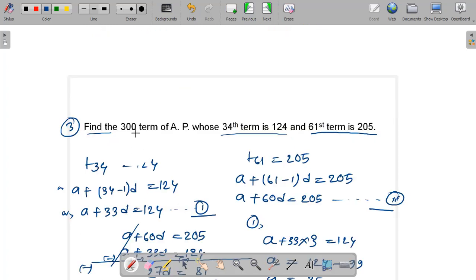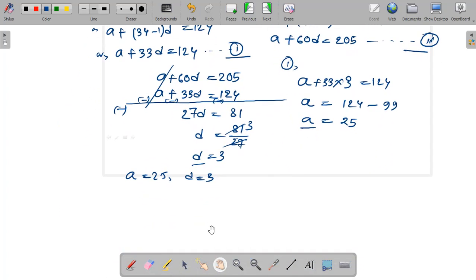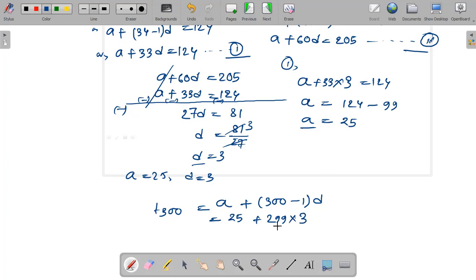Now we come to our question. That means we have to find the 300th term of the AP. So 300th term means T300. Alright. So T300 equals a plus 300 minus 1 into d. So the value of a is 25 plus 300 minus 1, that is 299, into the value of d, which is 3.